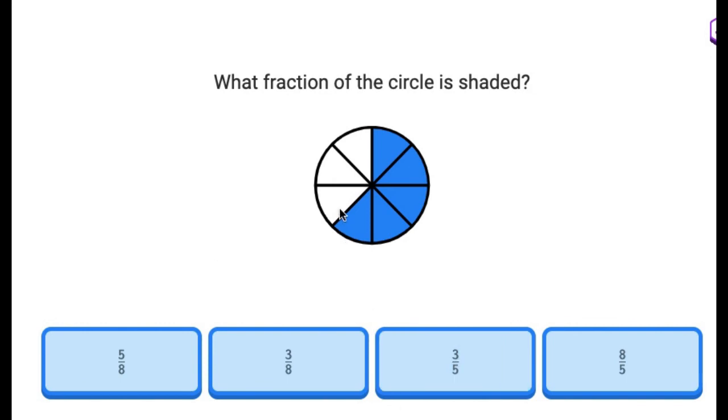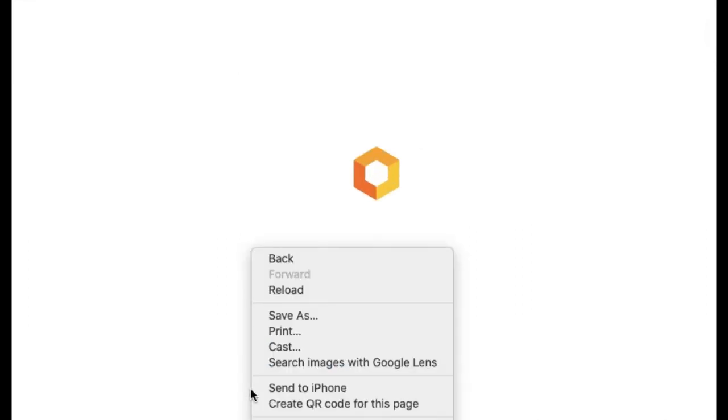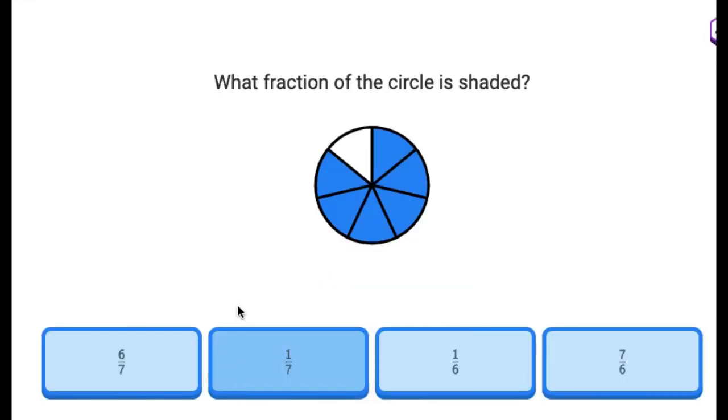Which fraction of the circle is shaded? 1, 2, 3, 4, 8 pieces. And 5 are taken. Numerator 5, denominator 8.